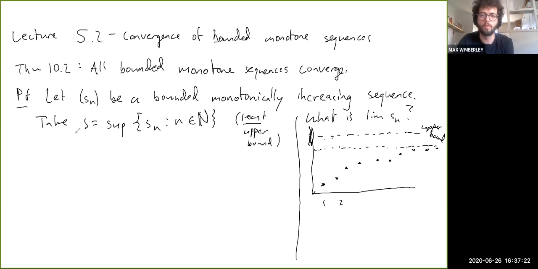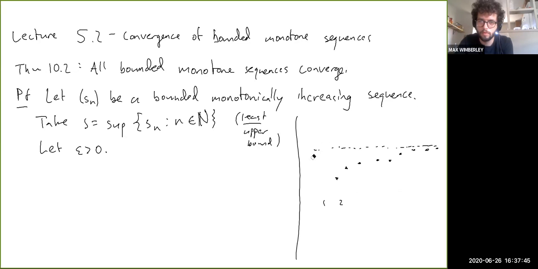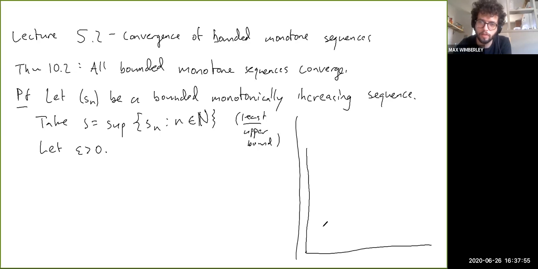But now we have to think about why this actually is the limit of the sequence to formulate the proof. Well, let epsilon be greater than 0. So now we want to pick big N somehow. So I'm going to redraw the picture over here now. So the question is, how do we make sure that Sn gets within epsilon of S?